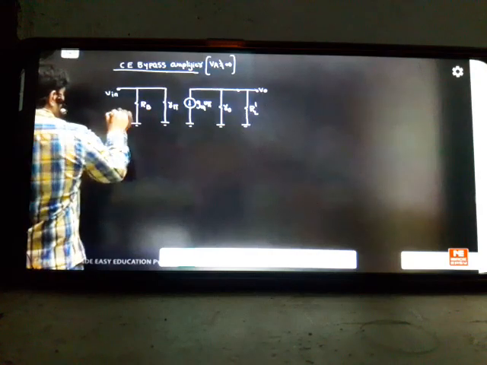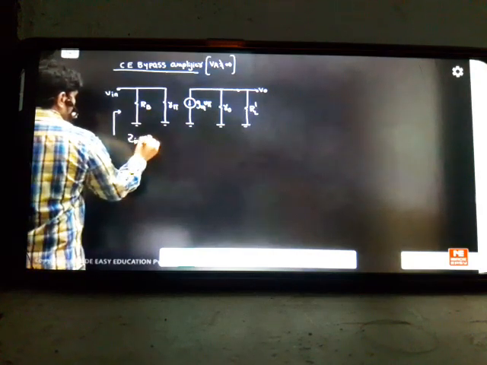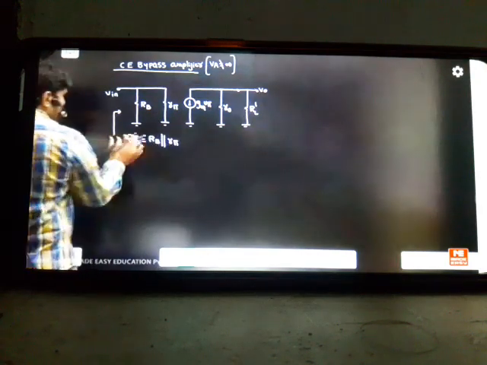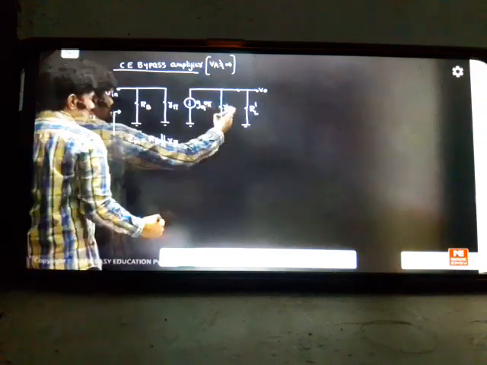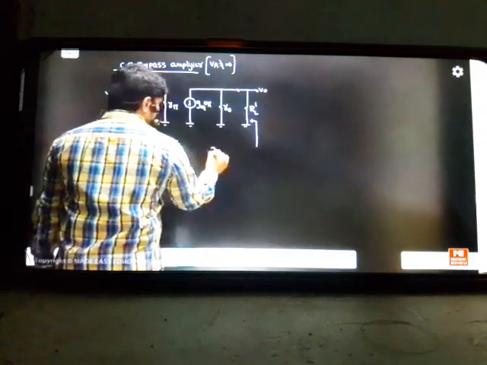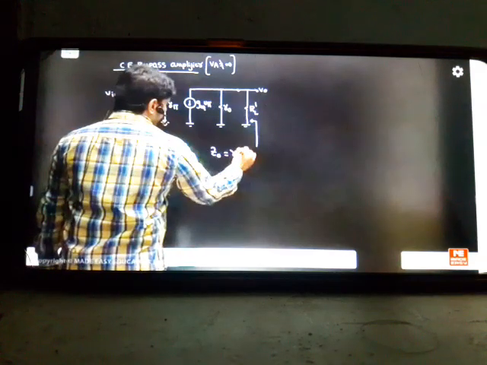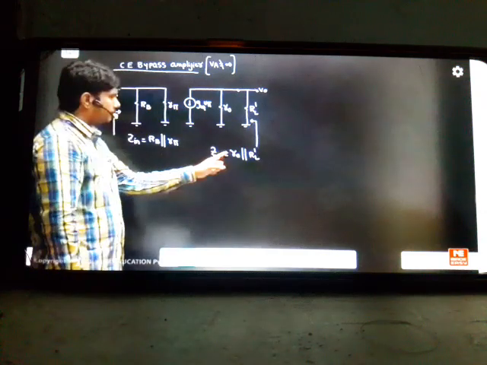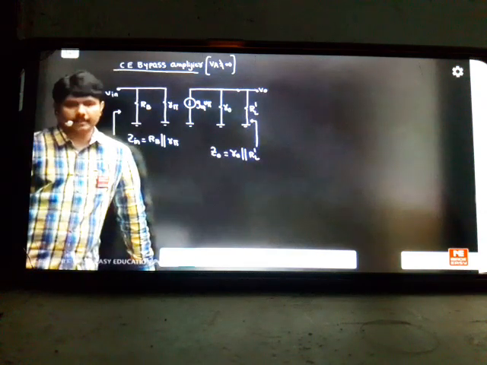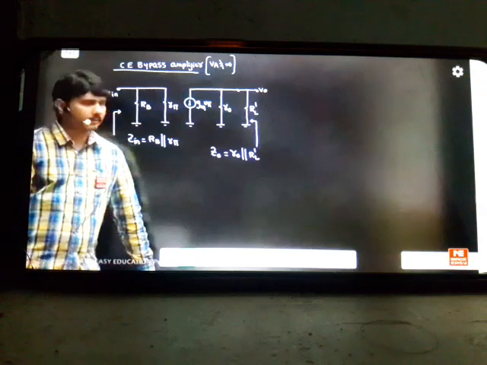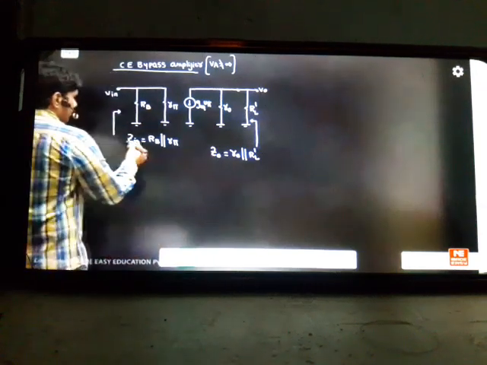If you look from the input side, your input impedance, ZIN, will be the same: RB parallel to Rπ. There is no disturbance for this. When you look from the output side, your output impedance will change, as r0 parallel to RL dash. You will get r0 extra, parallel to RL dash. Previously we took r0 as infinite, but now r0 is existing there. So this formula will change, this will be the same, but this is changing.